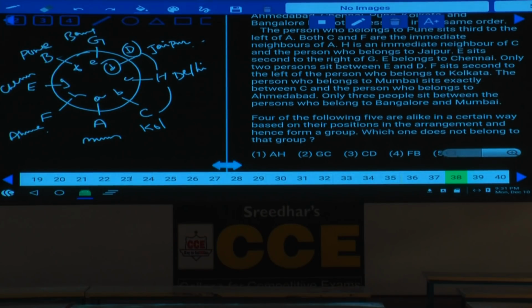Then question number 38, 4 of the following 5 is nothing but an odd man out, A and H. Now A and H, between A and H there is one person, between G and C how many persons? 2 persons are there. Between C and D, how many persons? There is one person. Between F and B, there is one person, and choice 5 between E and G, there is one person. Except in choice 2, in the remaining choices there is exactly one person between these.